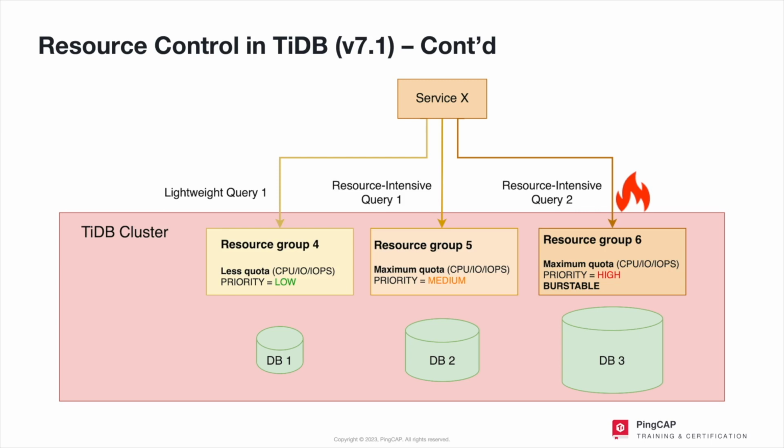Scanning to the right, we have resource intensive query 1 assigned to resource group 5. The priority is set to medium, and this query runs against DB2. Finally, we have resource intensive query 2, which has fire, which means it's really resource intensive. This query is bound to resource group 6. This resource group is the beefiest. The priority is high and burstable is set, which means that it can continue to exceed that for short periods of time.